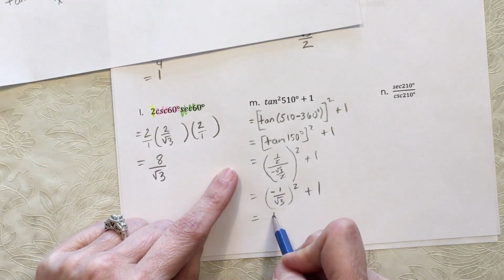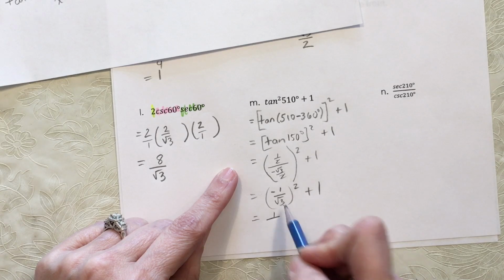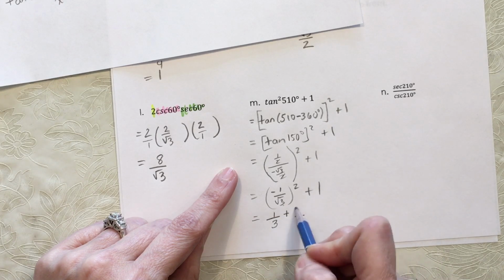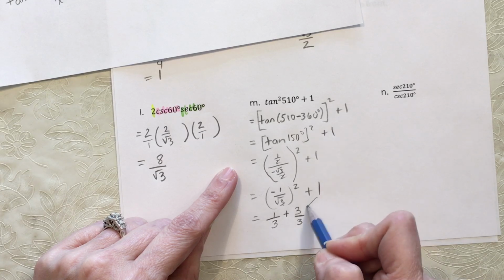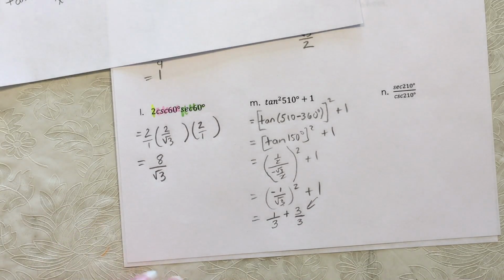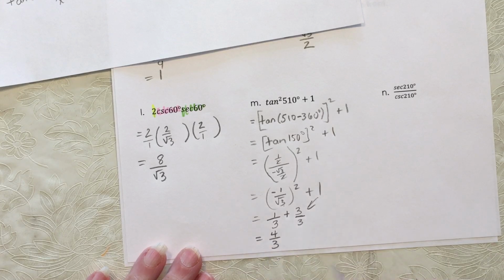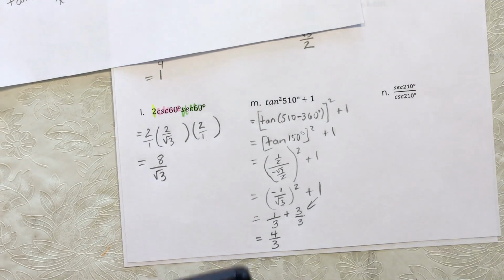Square negative 1 and you get positive 1. If you square root 3, you get 3. And if you want to add 1, you can add 3/3, which is 1 written another way. So we have a common denominator, and we end up getting 4/3.